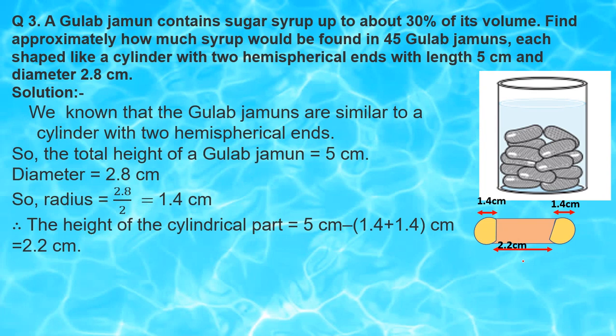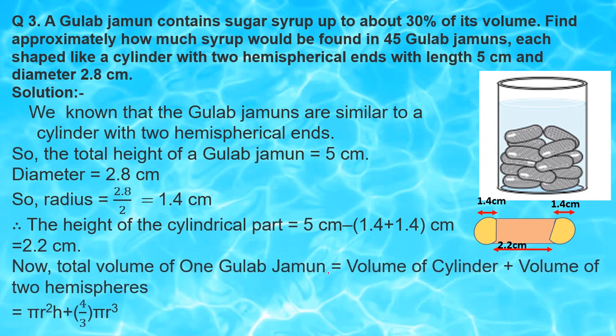Here, as we have written already, the height of the cylindrical part is, as the total length of the gulab jamun is given 5 centimeter, 5 centimeter minus the radius of these two hemispherical ends, 1.4 and 1.4. That 1.4 is the height of the hemispherical part also. So 5 minus 2.8, we get 2.2 centimeter. So here the height of the cylinder is 2.2 centimeter.